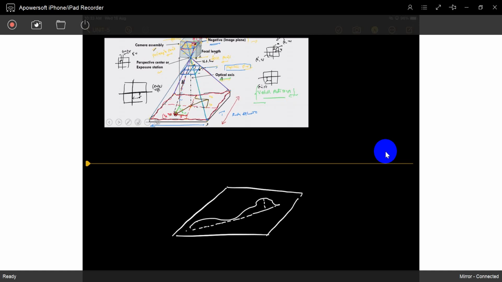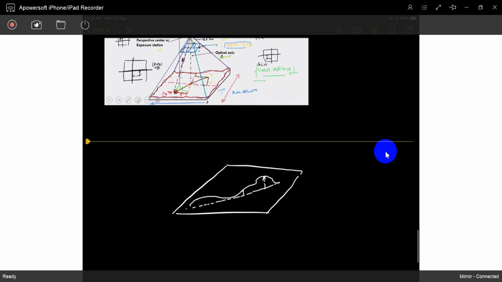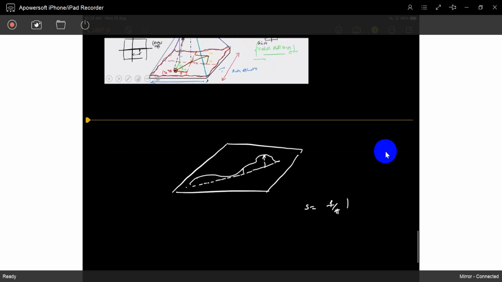One particular point has a certain height, another point has a low height. The ground is undulating, it's not uniform, so most probably, 99.999%, there's no chance to get a uniform. So we will see that one point has a scale of f by h, from the optical axis to that point.